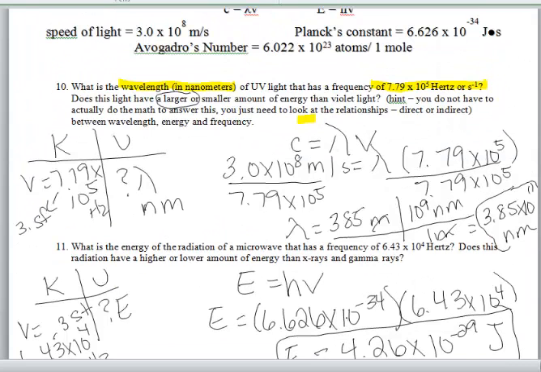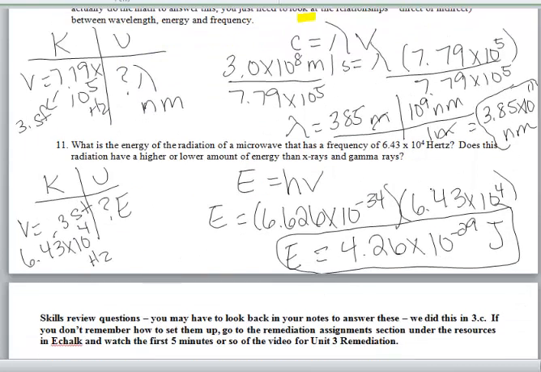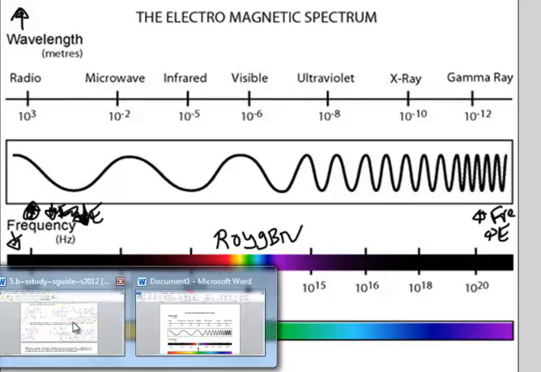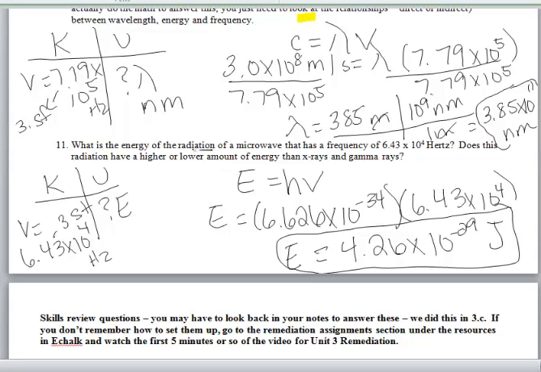These are the two types of problems that are on the quiz. Now it also asks me here, does this radiation have a higher or lower amount of energy than X-rays and gamma rays? Okay, again, you've got to go back to your electromagnetic spectrum. This is the side that has a high wavelength, so it's going to be low frequency and low energy. So since microwaves are more to the lower side than X-rays and gamma rays, the answer to this one is going to be a lower amount of energy. So you'd still need to be familiar with that electromagnetic spectrum.